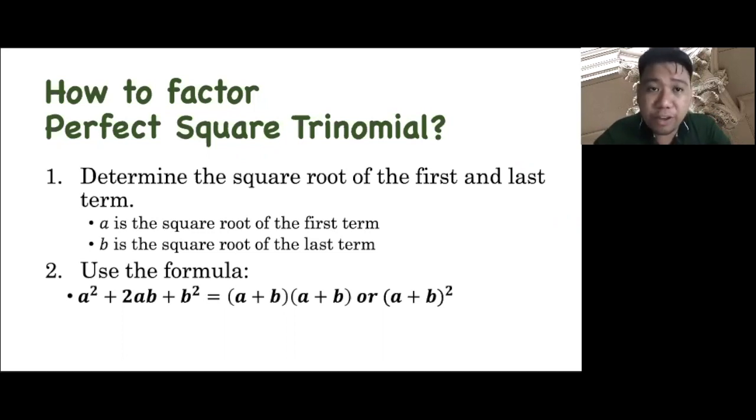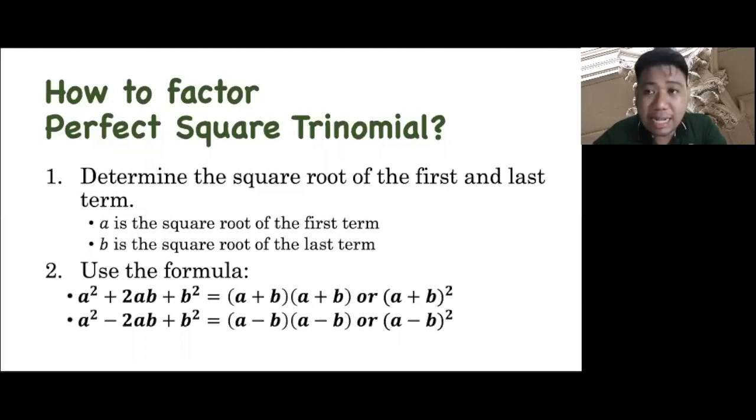So pagka ganyan po yung format natin, pwede nating i-factor out yung given na yon as quantity of a plus b times the quantity of a plus b, or pwede po natin na i-simplify it as quantity of a plus b squared. Kapag naman ang given sa atin ay a squared minus 2ab plus b squared, pwede natin yun i-factor as the quantity of a minus b times the quantity of a minus b, or the quantity of a minus b squared. So gamitin po natin itong steps na ito dun sa mga examples na ipoprovide na.